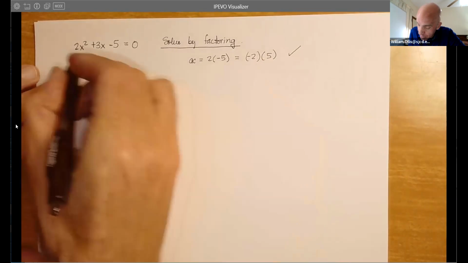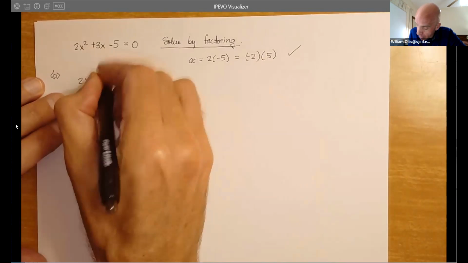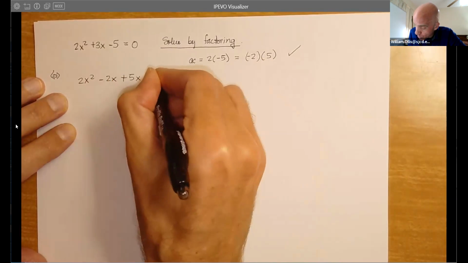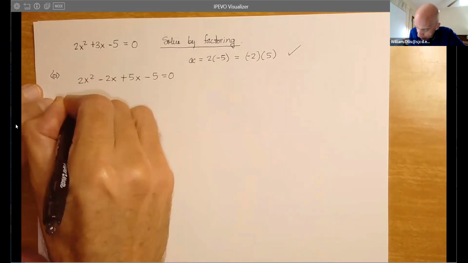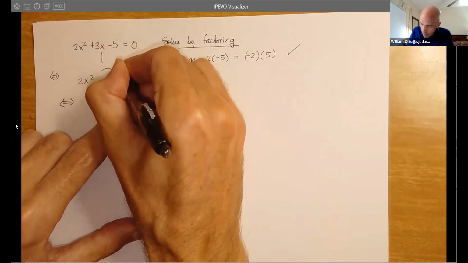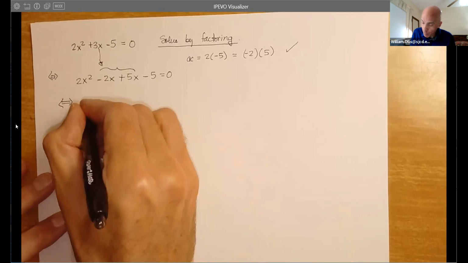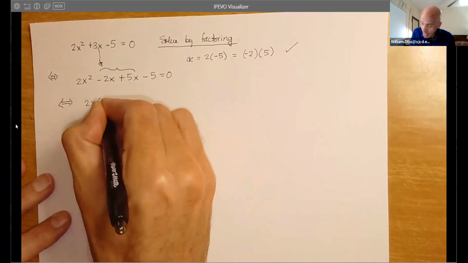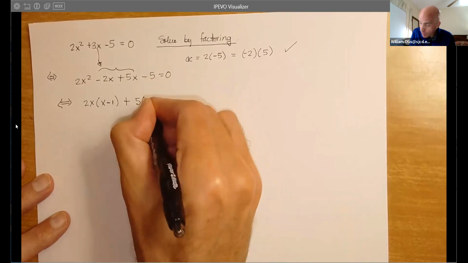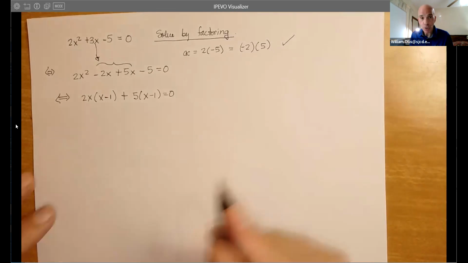So now let's go ahead and finish. So equivalently, we have 2x squared minus 2x. Let's rewrite the middle term. That's what Professor Ron's lemma allows us to do. So now again, the middle term is written as the sum of these two terms. So now we can factor the 2x from the first two, and we get an x minus 1. And now we can factor the 5 from the last two and get the x minus 1. So now we can factor by grouping to finish.